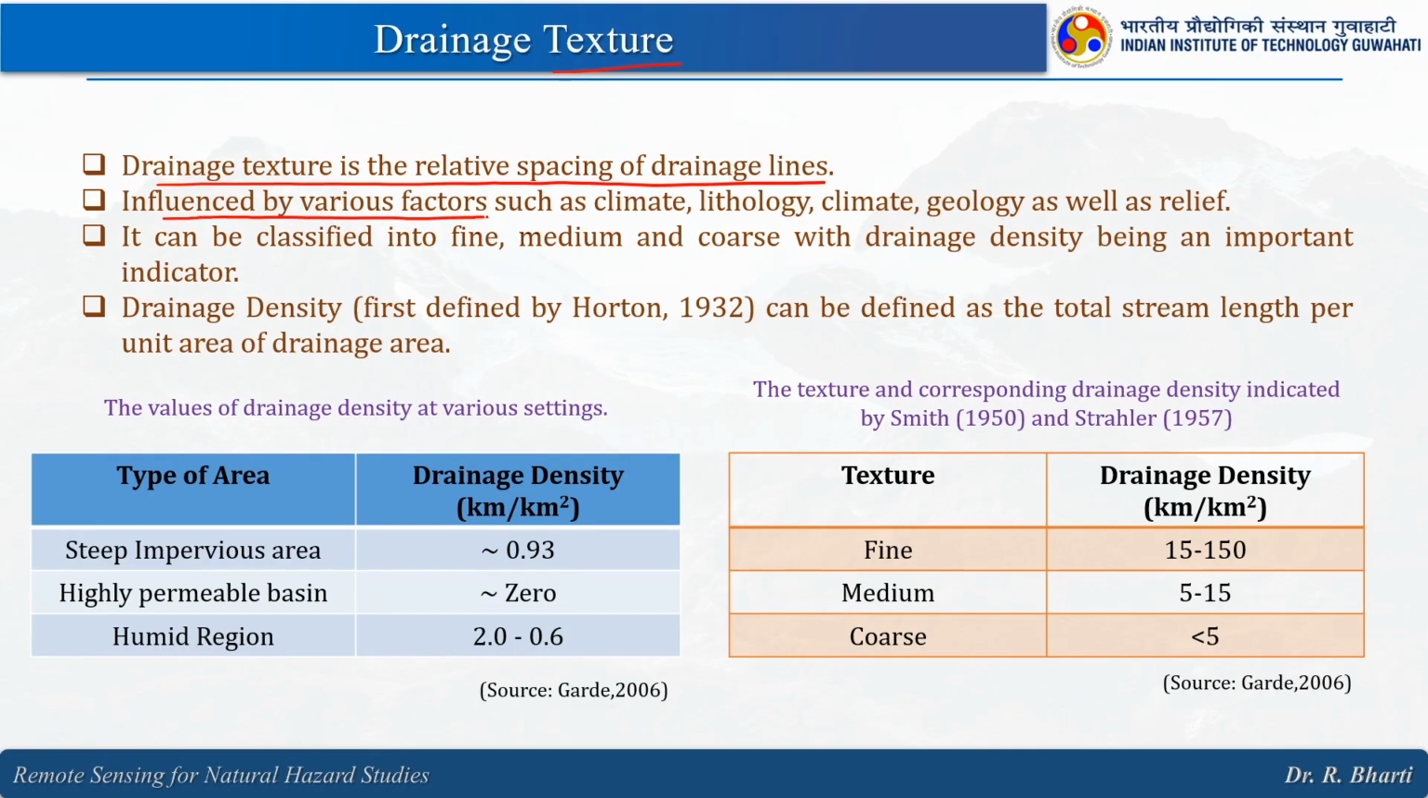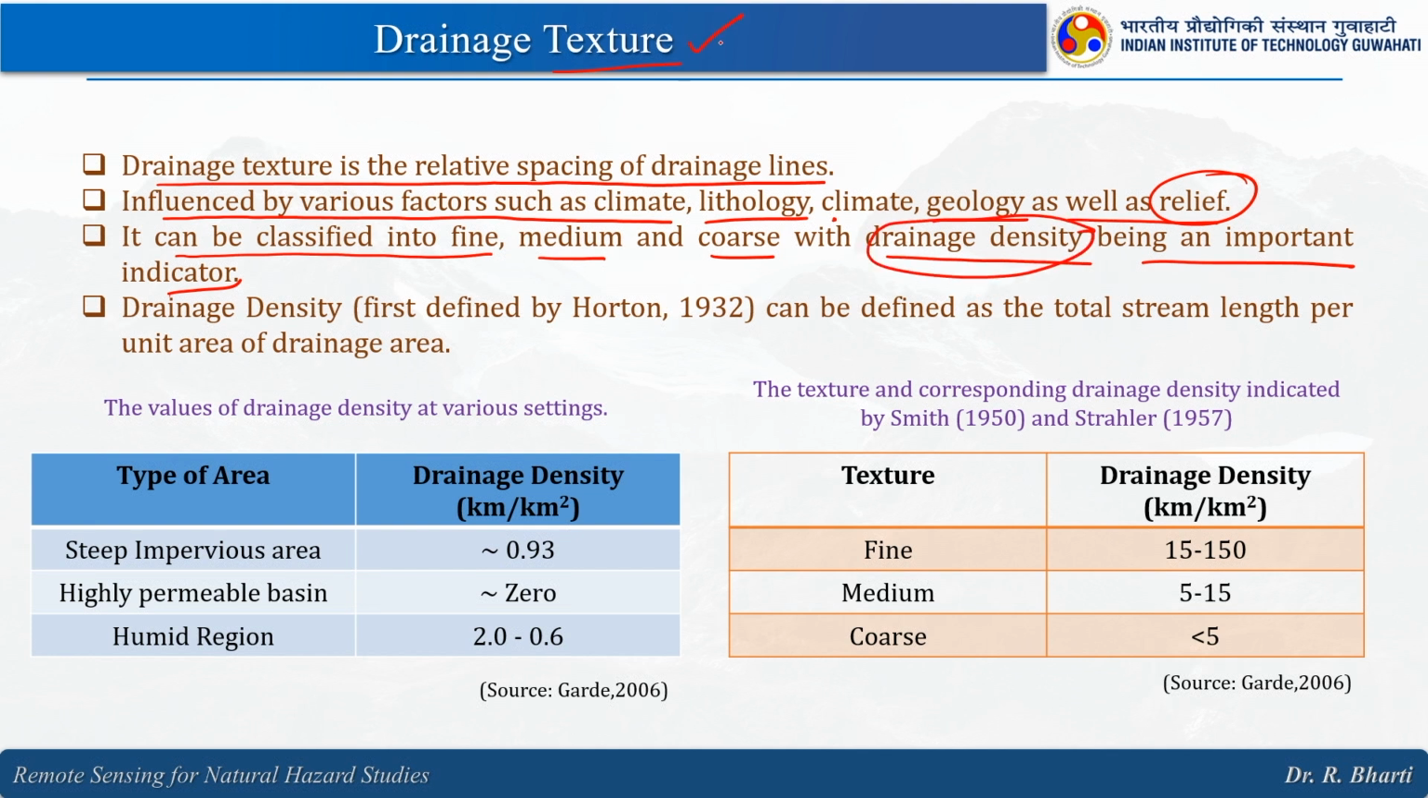So, when we talk about the drainage texture, the drainage texture is the relative spacing of drainage lines, right, influenced by various factors such as climate, lithology, then geology of that particular area and then relief also. It can be classified into fine, medium and coarse, with drainage density being an important indicator. So, here the drainage density will be used to have different drainage texture, right. Drainage density can be defined as the total stream length per unit area of drainage area, right. So, using this you can calculate.